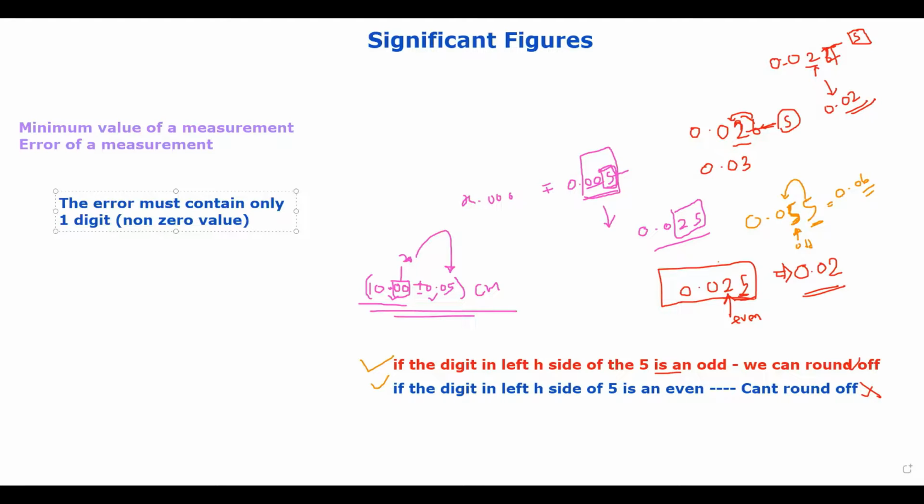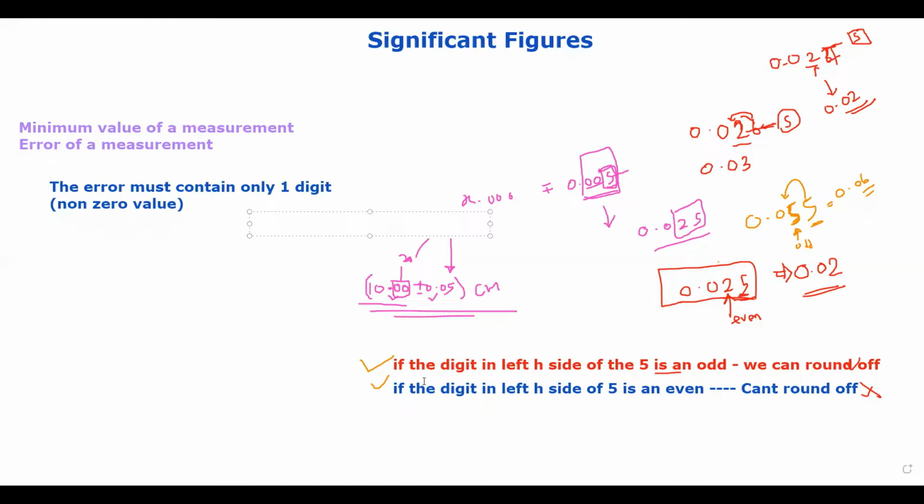Value. However, except one thing. What is that? The error must contain only one digit. Only one non-zero value should be in the error reading. However, except one. It's obvious non-zero values, but if the error is 1, we can't put 1 all alone.